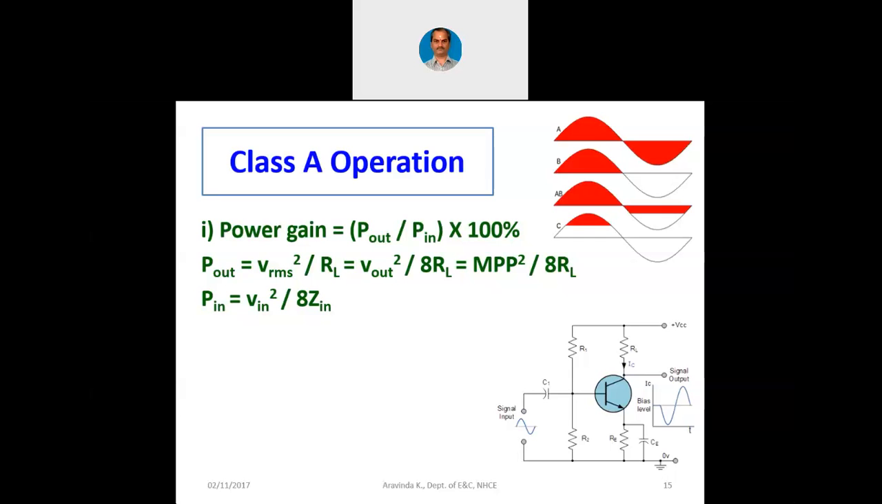If it is for high power audio applications such as musical concerts, public gatherings or public speeches, in such cases the audio amplifier will be pumping out a lot of power through the loudspeakers. So at times the power can be kilowatts also in the case of audio power amplifiers. Now we want to find out the efficiency. So let us find out the power gain. Power gain is P out by P in into 100%.